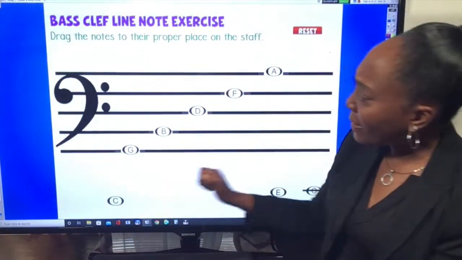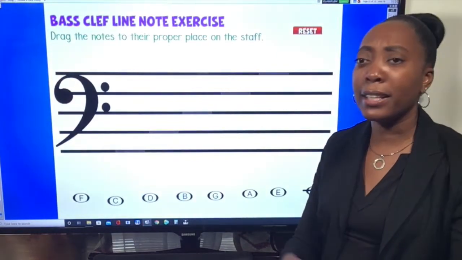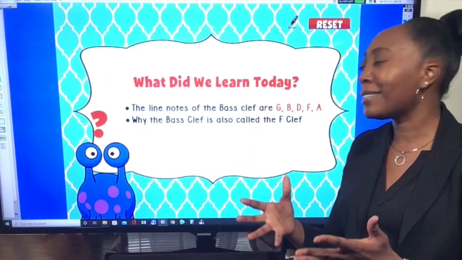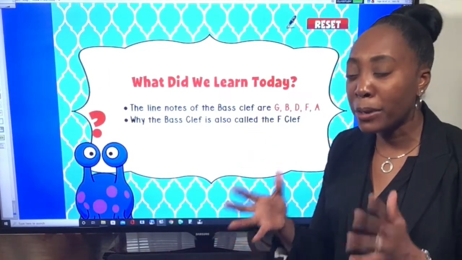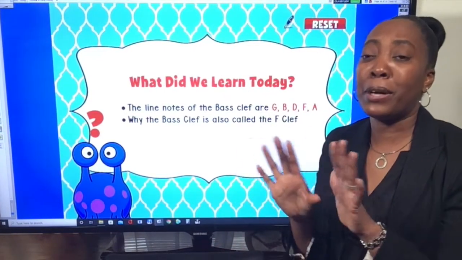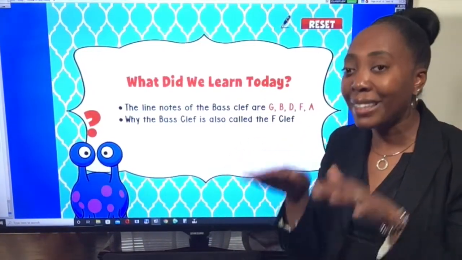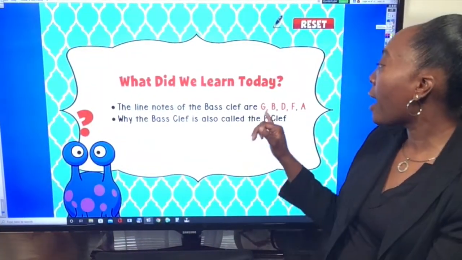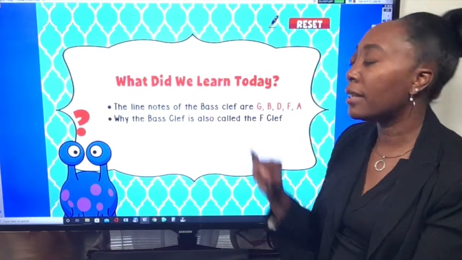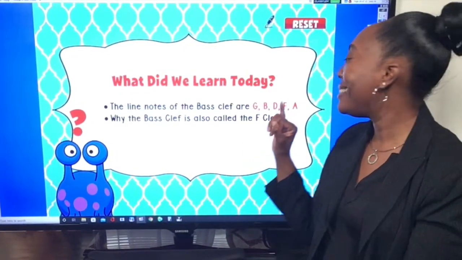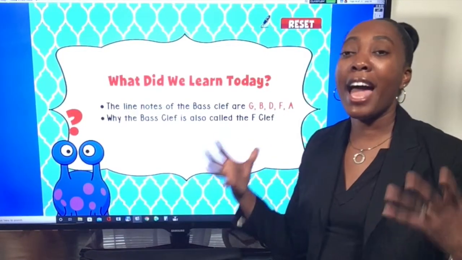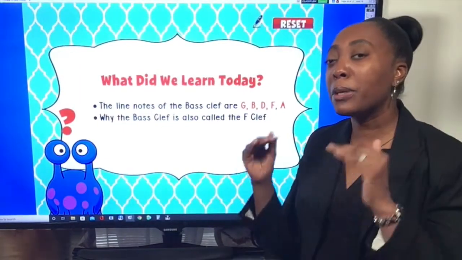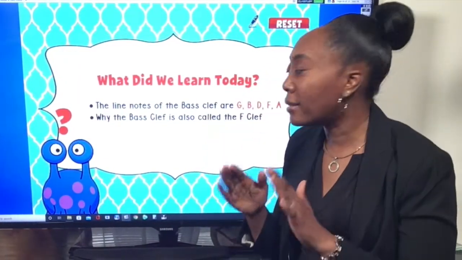All right, let's move along. So what did you learn? You learned quite a bit, right? We talked about the bass clef, but not just that, we talked about the line notes of the bass clef. But what are those line notes? Well, we have G for good, B for boy, D for do, F for fine, A for always. Those are the line notes of the bass clef.